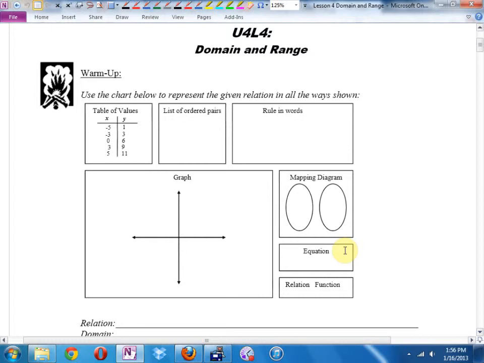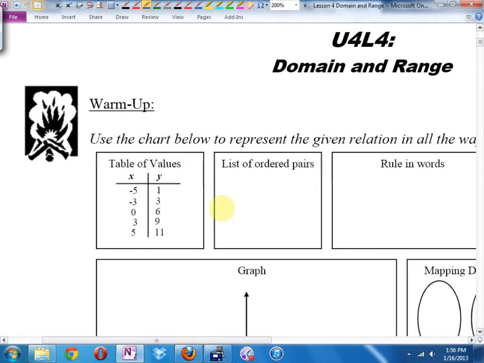So if I have a table that says -5 goes with 1, -3 goes with 3, 0 goes with 6, 3 goes with 9, and 5 goes with 11. First of all, as a list of ordered pairs, what we're really saying is -5, comma 1 is a point. -3, write this down, comma 3 is a point. 0, comma 6 is a point. 3, comma 9 is a point. 5, comma 11 is a point. 5 points on this graph.